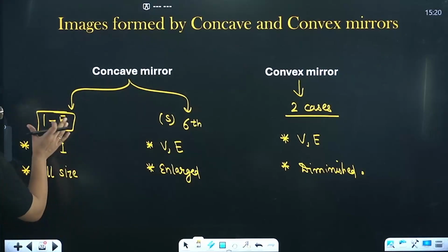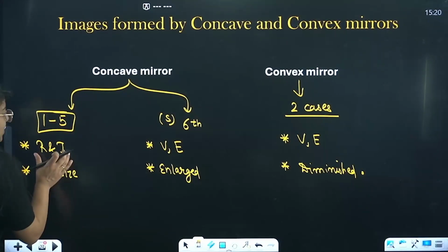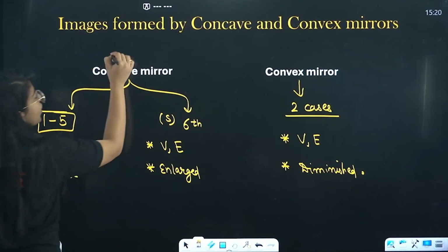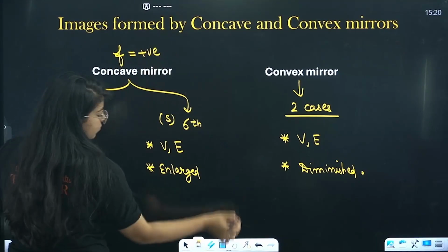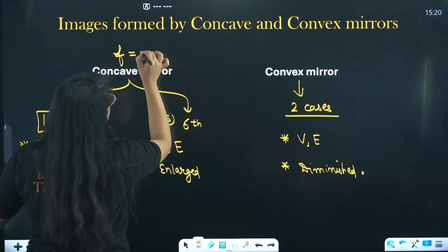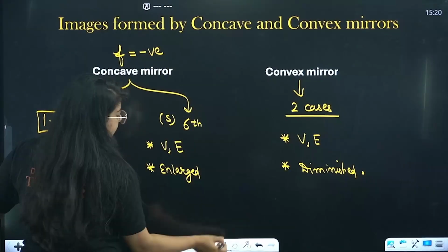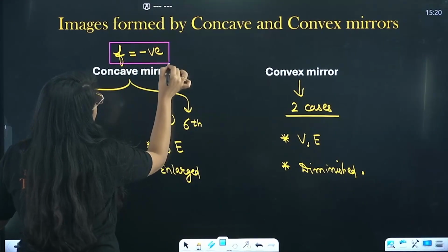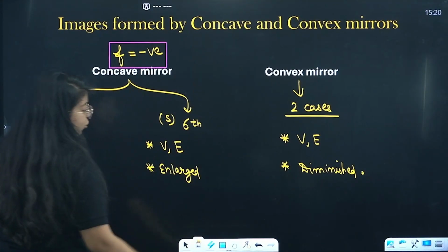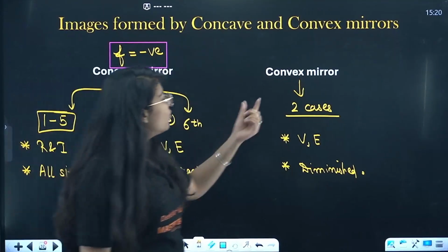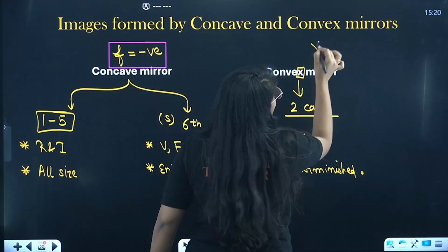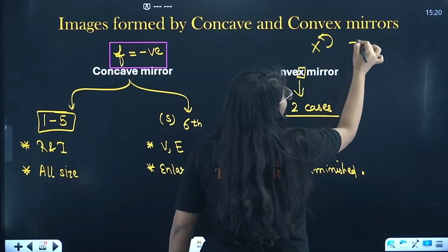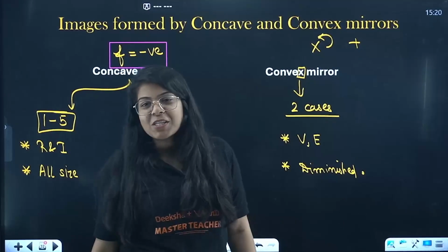See, in the first 5 cases, okay, this is real and inverted, and for concave mirror, we know the focal length is positive. Oh, my bad, focal length is negative. In the case of concave mirror, the focal length is negative. How do you remember this? Beta, you have seen this convex mirror, right? We have a x. If you rotate this x, it will be positive. It will be a positive sign.